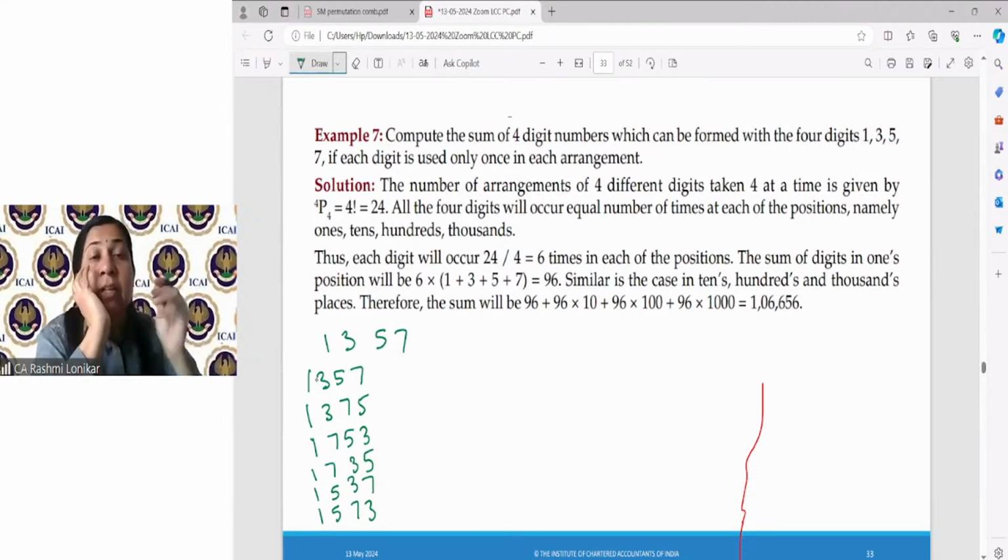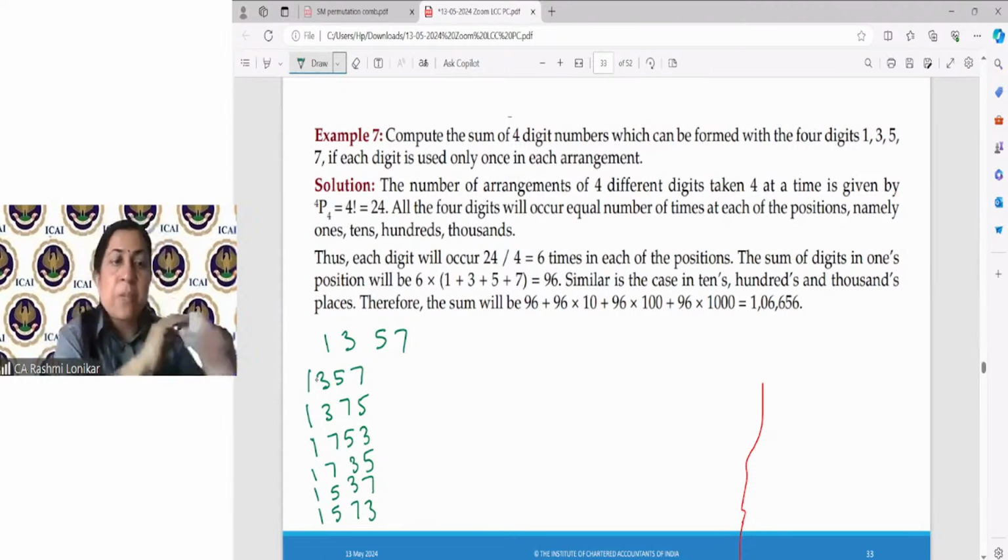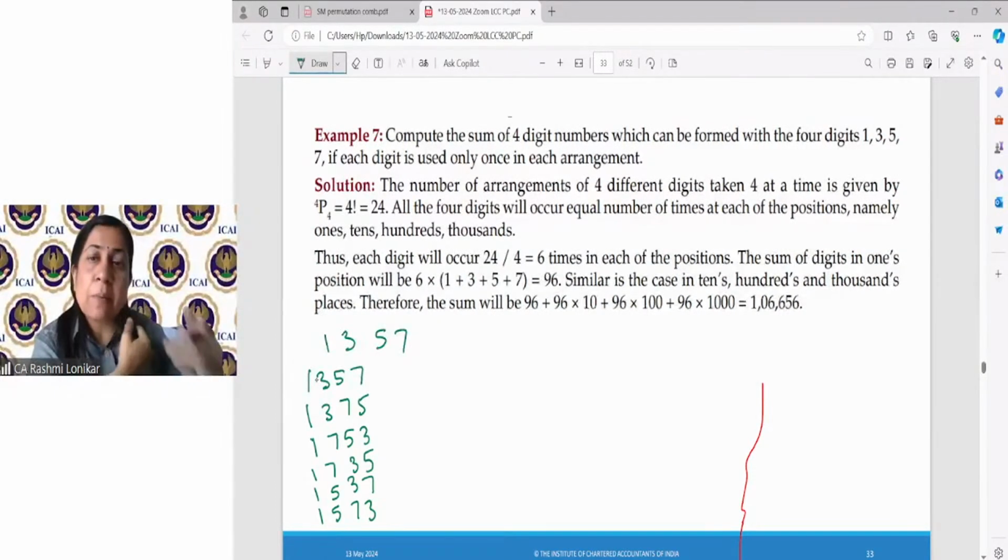ऐसे करते जाएंगे तो बहुत टाइम लग जाता है. ठीक है, लेकिन ये doable होता है. मतलब जब आपको understanding के लिए चाहिए तो you can still do it.